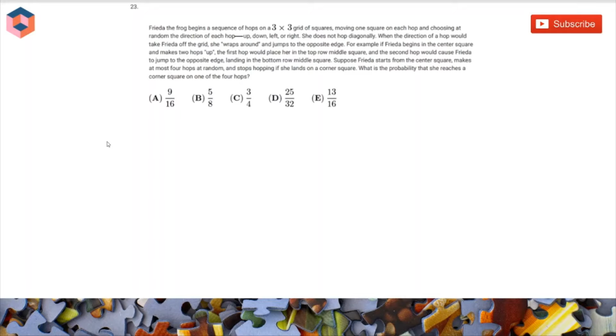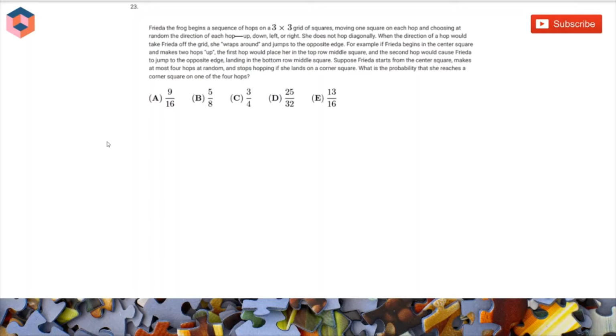When the direction of a hop would take Frida off the grid, she wraps around and jumps to the opposite edge. For example, if Frida begins in the center square and makes 2 hops up, the first hop would place her in the top row middle square, and the second hop would cause Frida to jump to the opposite edge, landing in the bottom row middle square. Suppose Frida starts from the center square, makes at most 4 hops at random, and stops hopping if she lands on a corner square. What is the probability that she reaches a corner square on one of the 4 hops?